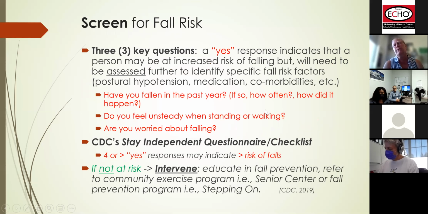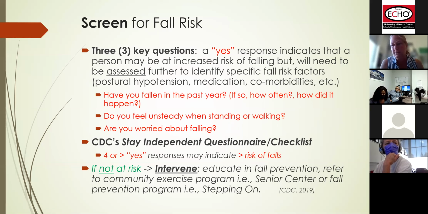So when we're screening for fall risk, and she indicated that she can go a quarter of a mile and she can go 10 steps, we might want to ask 3 additional questions. If we get a yes response to any of these 3, we would want to assess further. And so we already identified some specific fall risk factors: postural hypotension, medications, comorbidities we've talked about. But the 3 additional questions would be, have you fallen in the past year?